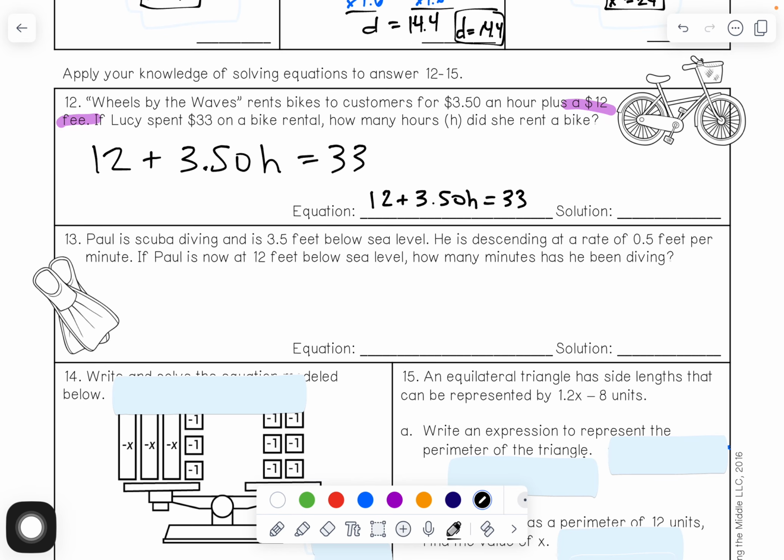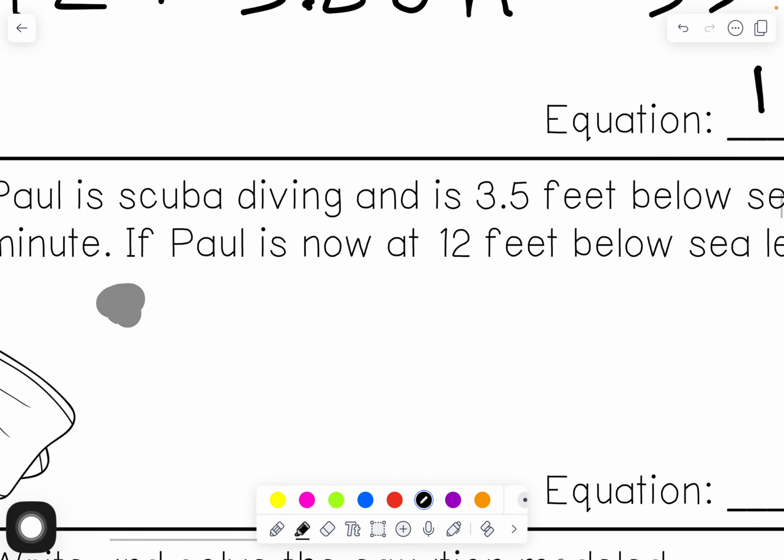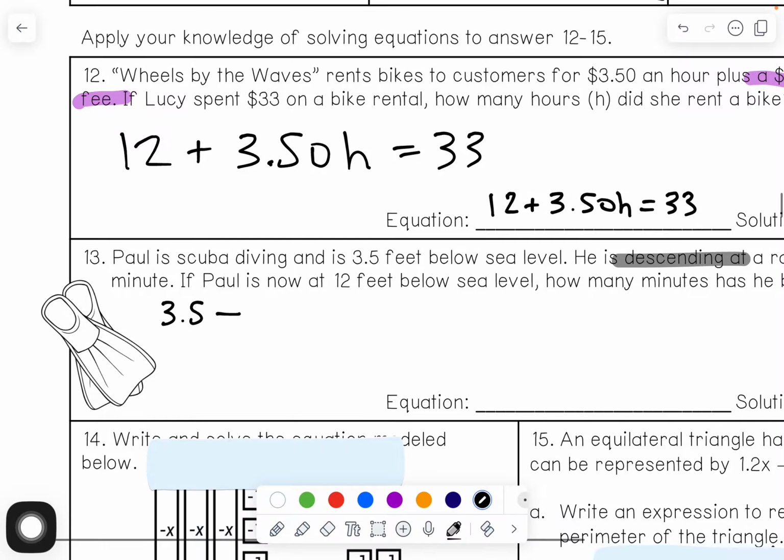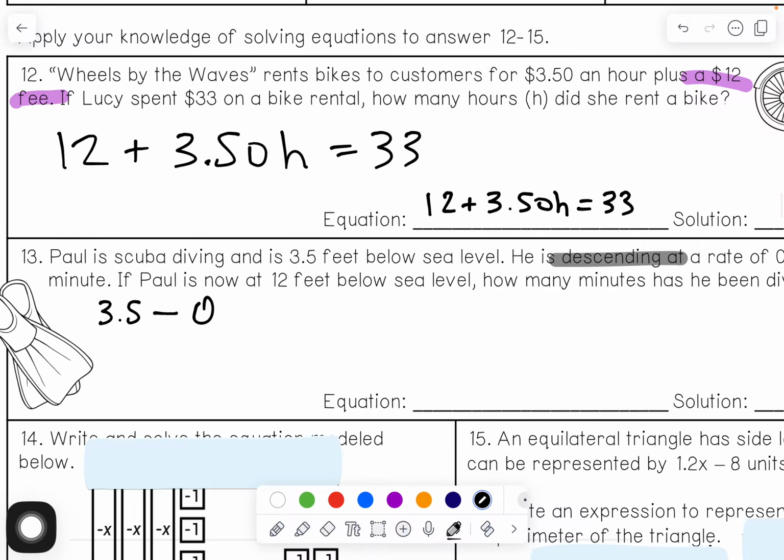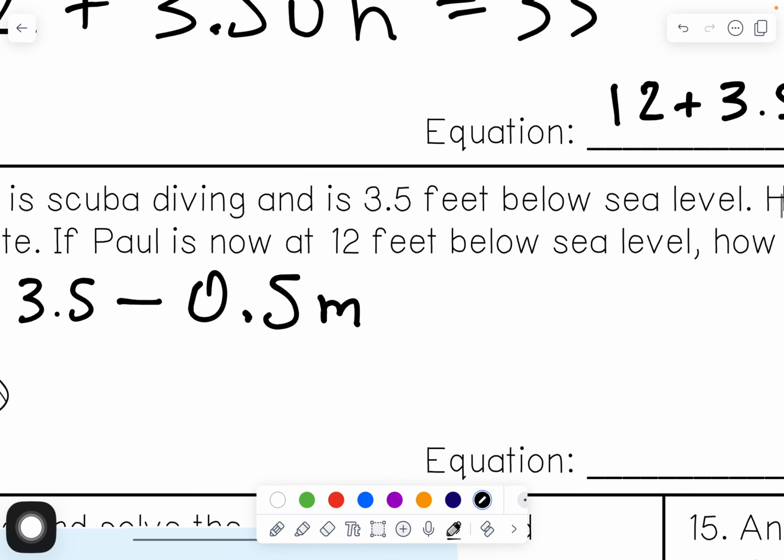All right, next up, Paul is scuba diving and is 3.5 feet below sea level. He's descending, that's important, descending at a rate of 0.5 feet per minute. If Paul is now at 12 feet below sea level, how many minutes has he been diving? So he starts at 3.5 feet below sea level, and he's descending, so he's going down, negative, of 0.5 feet per minute. Now he's 12 feet below. How long has he been diving for?